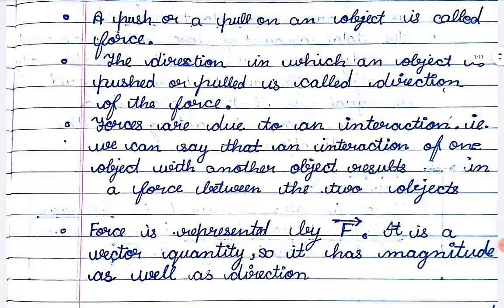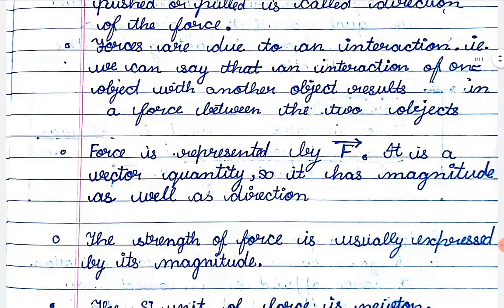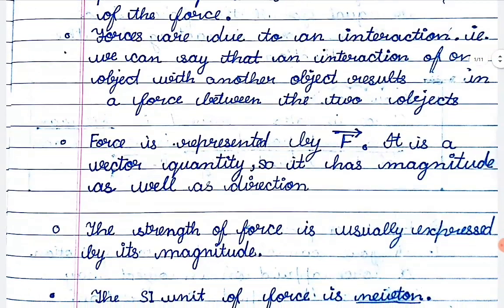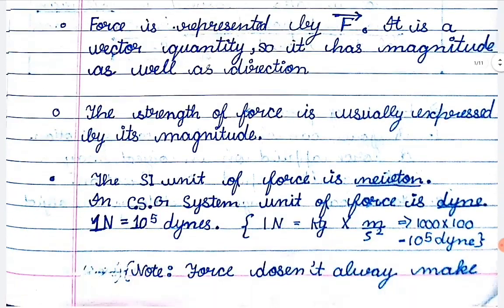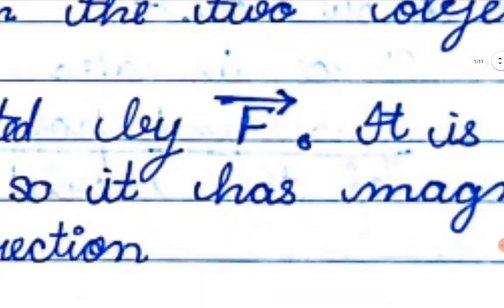And the direction in which an object is pushed or pulled is called the direction of force. And forces are due to an interaction, i.e. we can say that an interaction of an object with another object results in a force between the two objects. But here it's not saying that it is a physical interaction between the two, as forces are of two types, contact force and non-contact force. And force is represented by this, you can see on the screen.